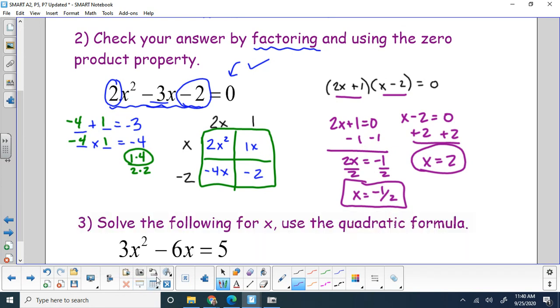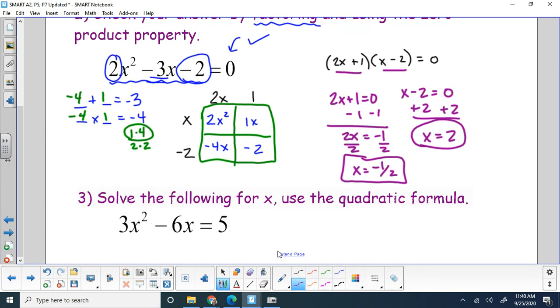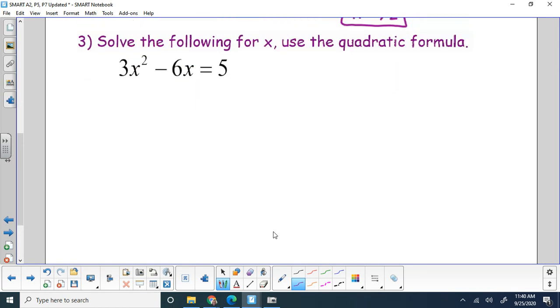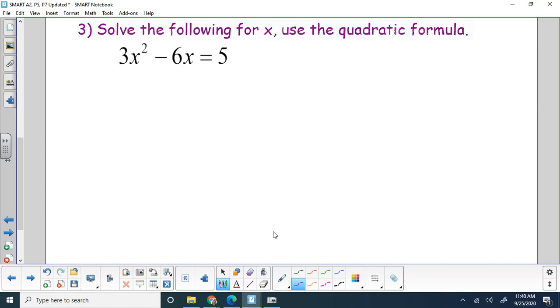All right, I have one more example for us, and that is solving using the quadratic formula. Recall that the quadratic formula also requires us to be set equal to 0. So therefore, I need to make sure that I move the 5 to the other side. So I have 3x squared minus 6x minus 5 equals 0. It must be set equal to 0 in order for me to use the quadratic formula.